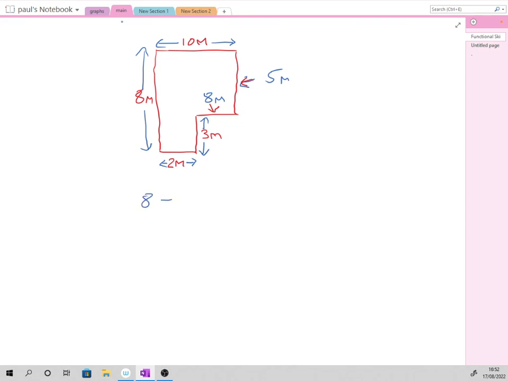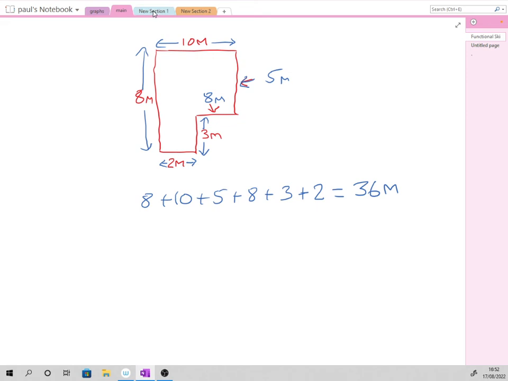And 8 plus 10 plus 5 plus 8 plus 3 plus 2 will give you your answer. And it's 18, 23, 31, 34, 36 meters there. Yeah, I mean, these can be decibels. It's much the same thing. It's just a little bit more difficult.